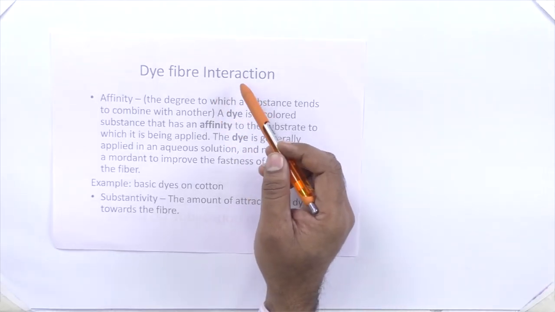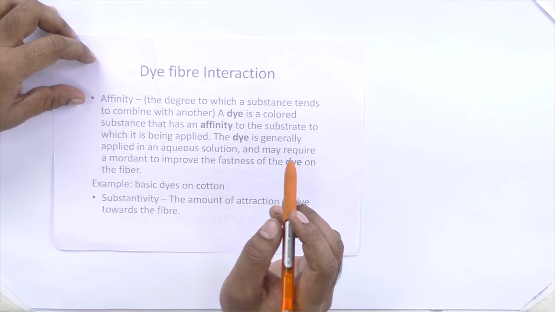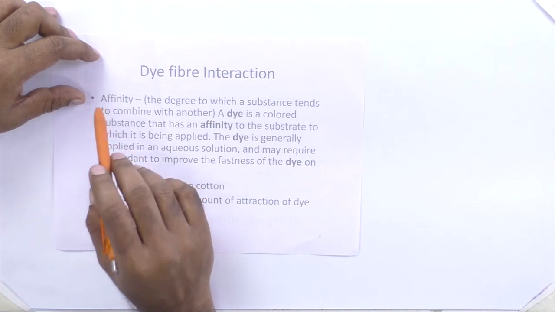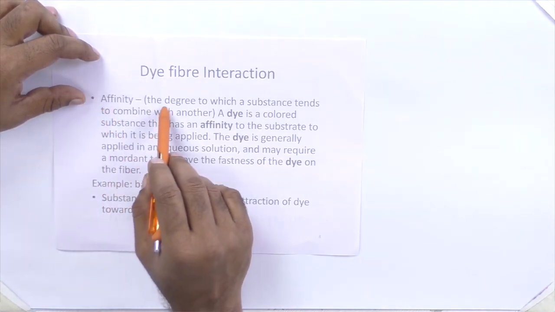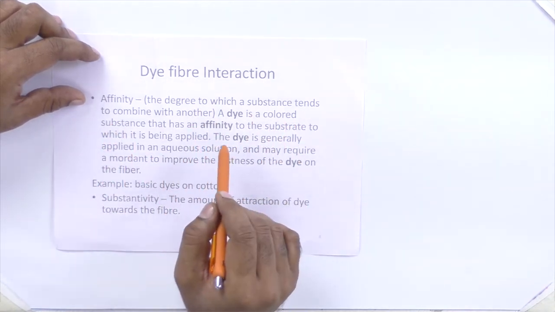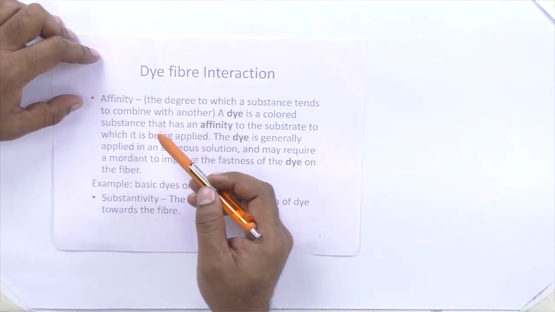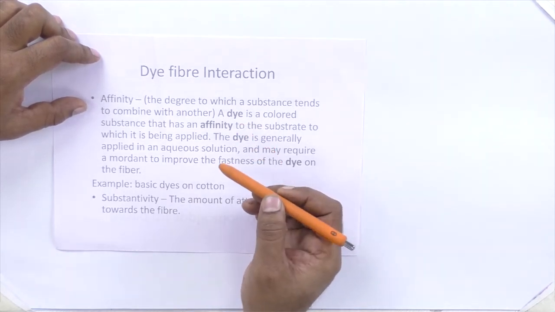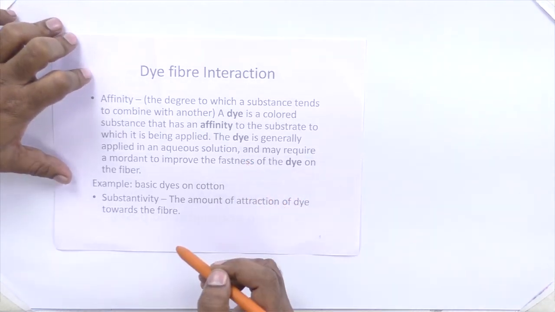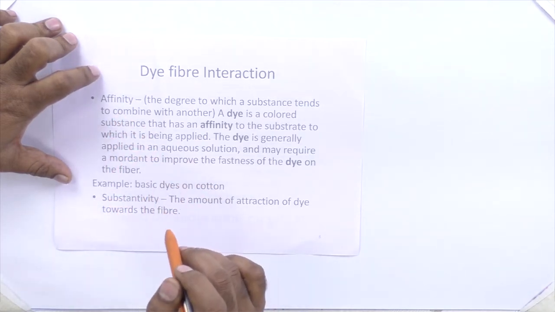Dye fiber interaction. Normally when you dissolve the dyes in the dye bath, they are attracted by the fabrics, and only then does bonding take place. For that, the dye should have affinity. Affinity is the degree to which a substrate tends to combine with another. Without affinity, the dye cannot attach to the textile material, so this is a very important property for dyes. And substantivity is the amount of attraction of dyes towards the fabrics. These two factors are very important for dyeing.